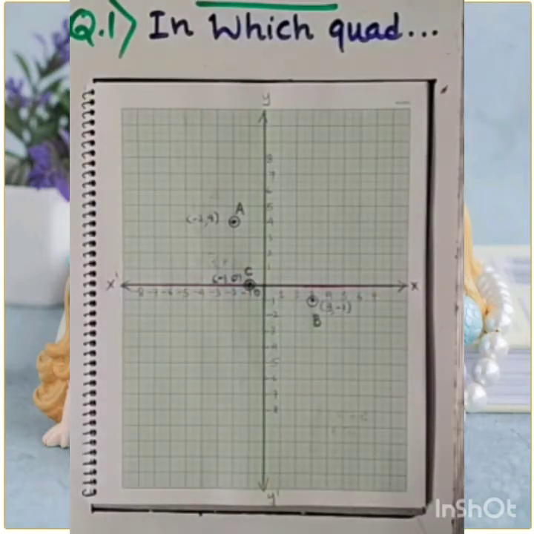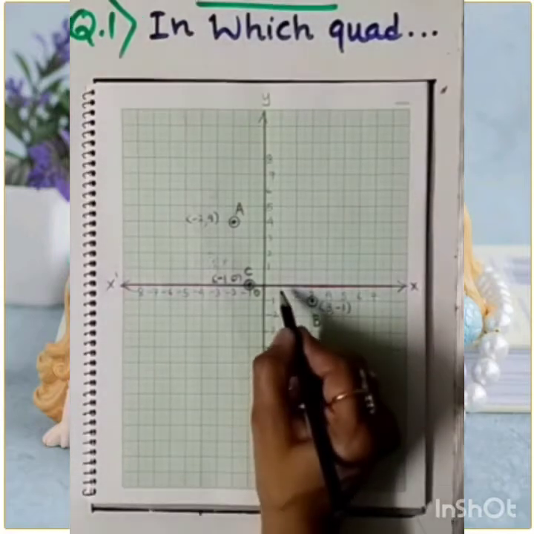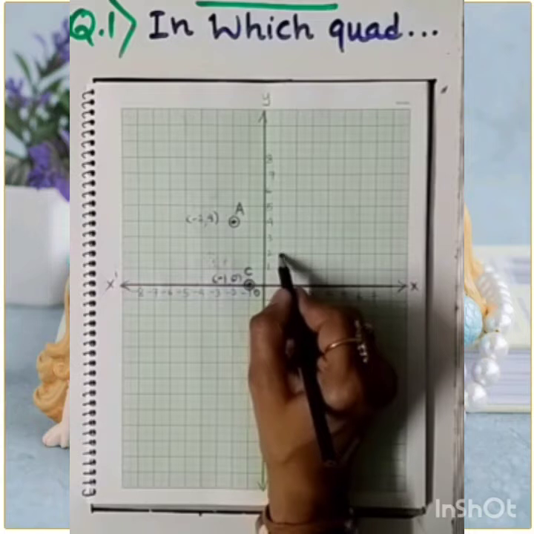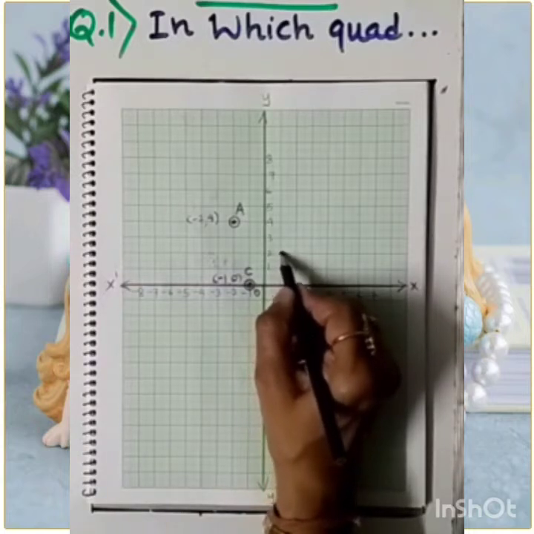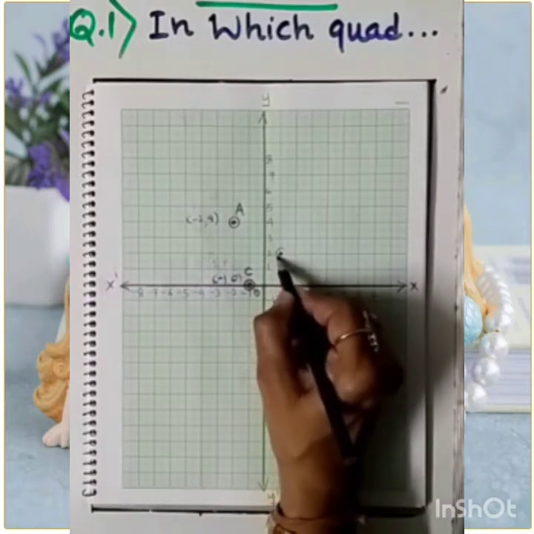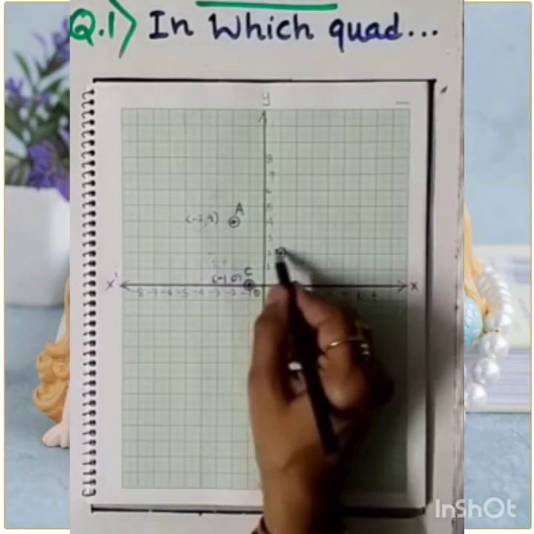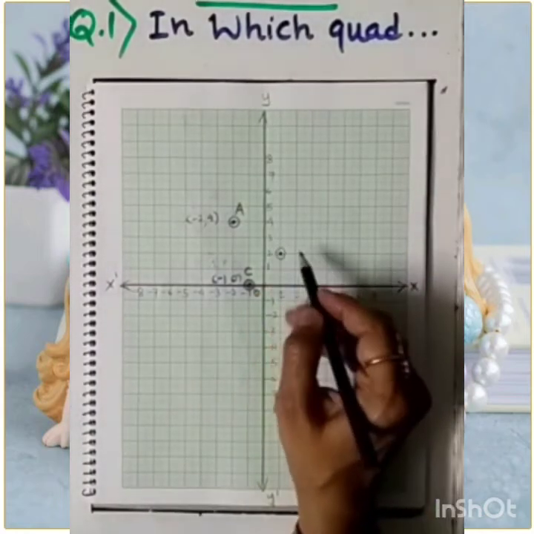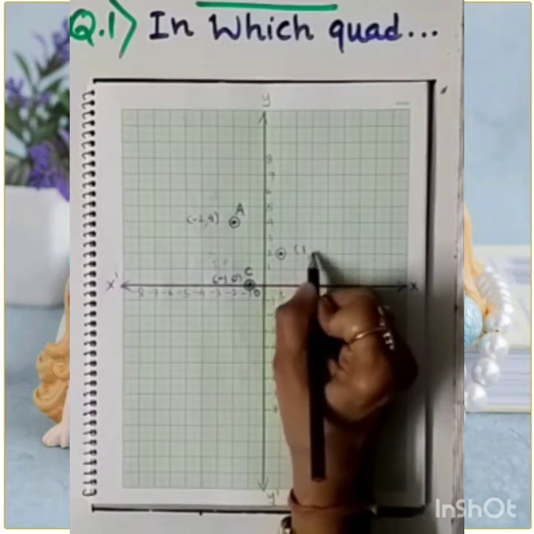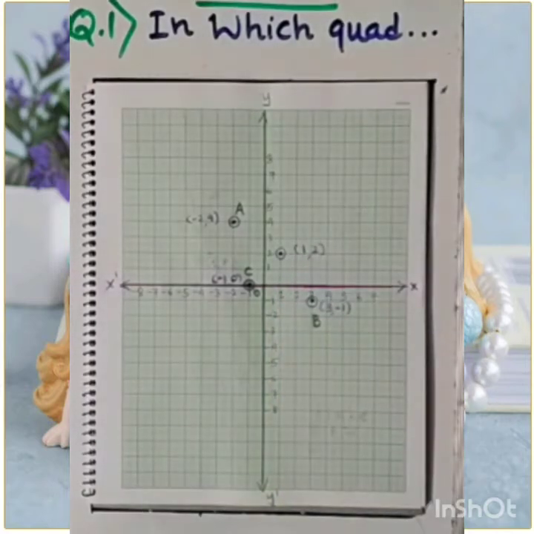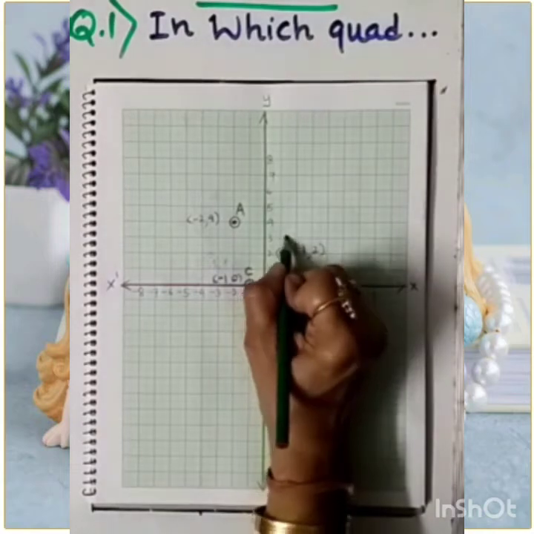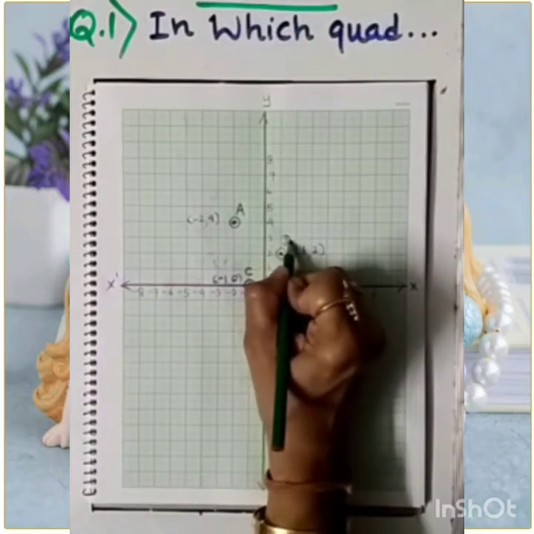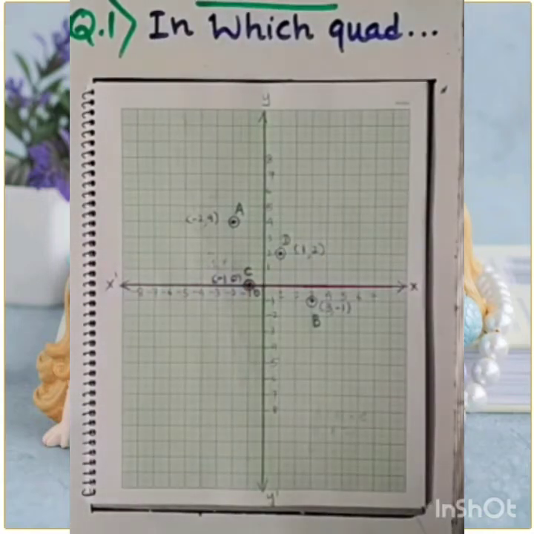The next point we are given is (1, 2). So my dear student, (1, 2) must lie in the first quadrant because abscissa and ordinate are both positive, plus, plus. So (1, 2) lies here. Let me write it here: (1, 2). And of course this point will be called the D point. Here for you, this is the D point.